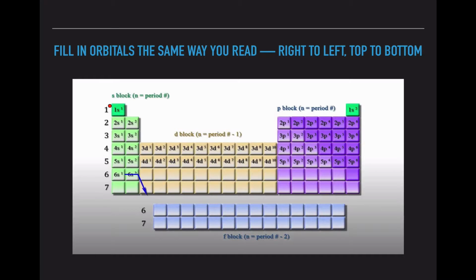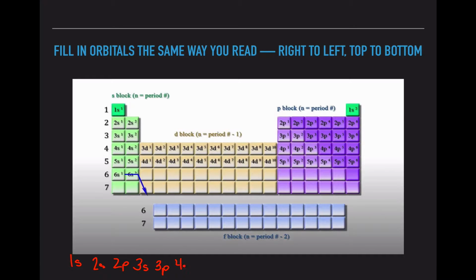So remember, we fill in the orbitals the same way we read. We start at the top and work our way across. So the first orbit we fill is the 1s. Then we go down a level, and the next orbit we fill is the 2s. Then we go across and fill the 2p's. Then we fill the 3s, and then the 3p's.